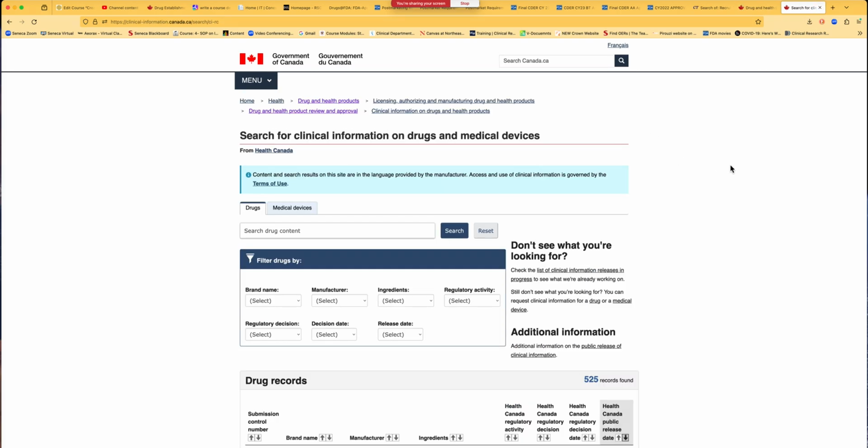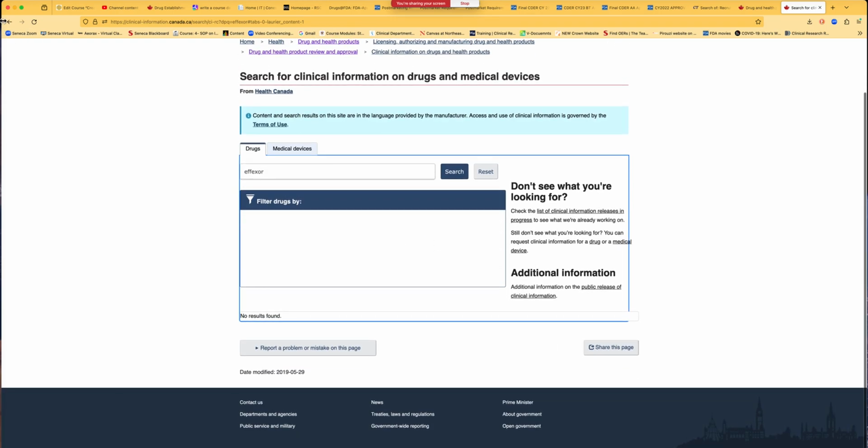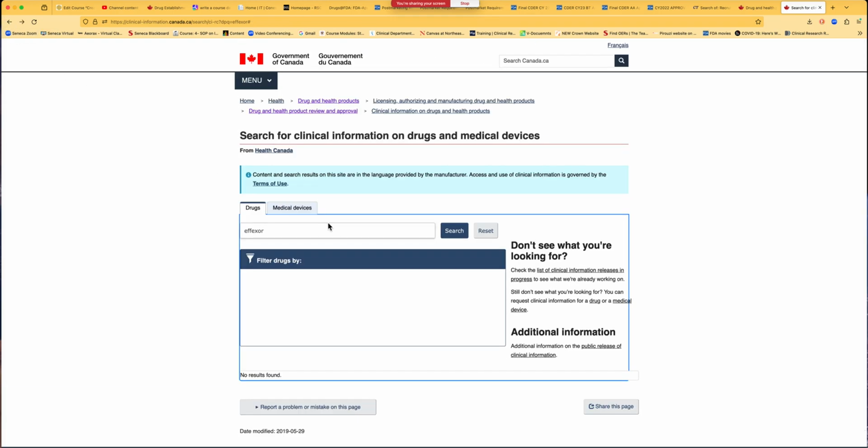Now, if you would like to know about the clinical trials, we have to go to this website, which is clinical-information.canada.ca. This is where you will be able to add your drug, and then it will give you some information. For example, clinical information. Let's see for Effexor again. You may not have too many, but maybe you may have some. We're just going to search to see what the studies are. Oh, okay, no problem. I think this page was already showing that.